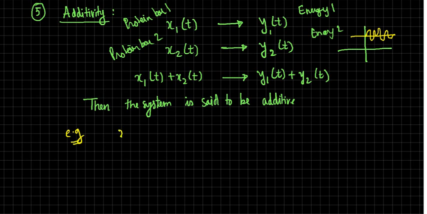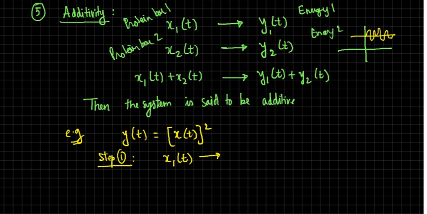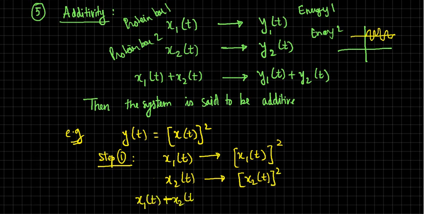Consider this: y of t equals x of t whole square. Tell me, is this system additive? Let's go step by step. Step 1: first give one input, x1 of t. What will you get as output? x1 of t whole square. Try to give another input, x2 of t. What will you get at the output? x2 of t whole square. Add them together and try to give that as the input. What will you get? x of t has been replaced by x1 of t plus x2 of t, so that will be x1 of t plus x2 of t whole square.